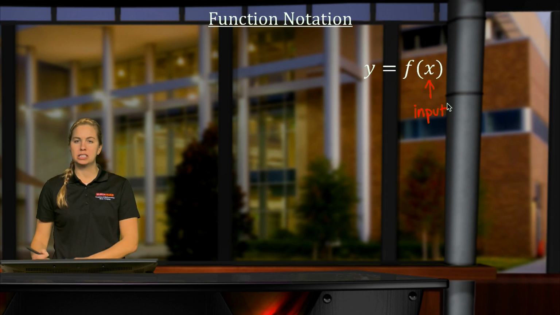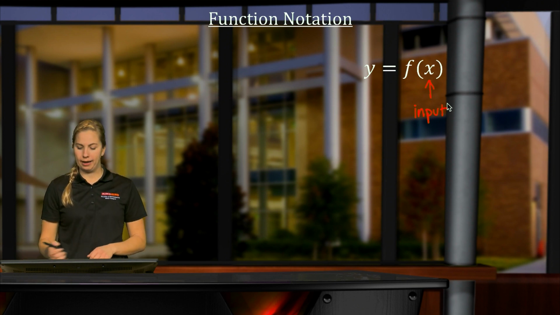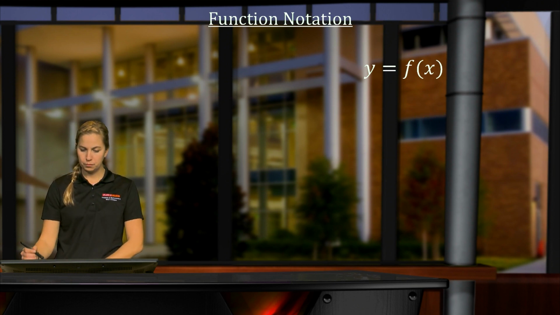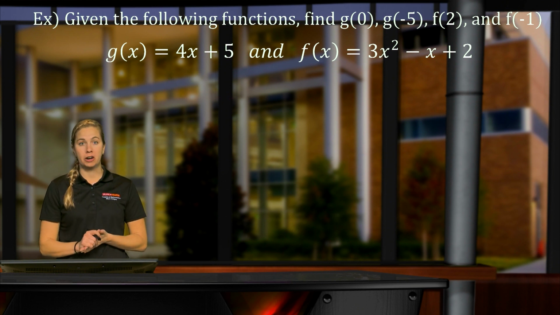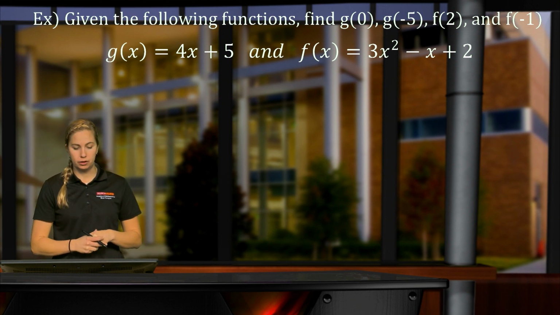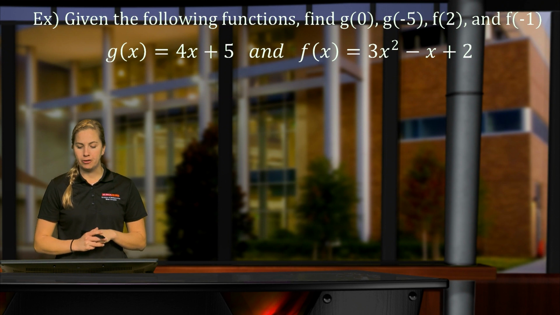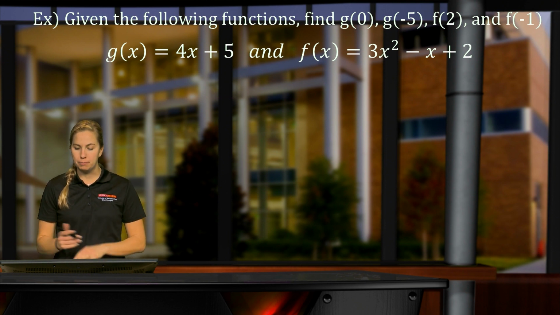When we see this f of x, what's in the parentheses is representing our input. In other words, it's what we're going to plug in for x. So given the following functions, we're going to find g of 0, f of -5, f of 2, and f of -1. We have g of x equals 4x plus 5, and f of x equals 3x squared minus x plus 2.